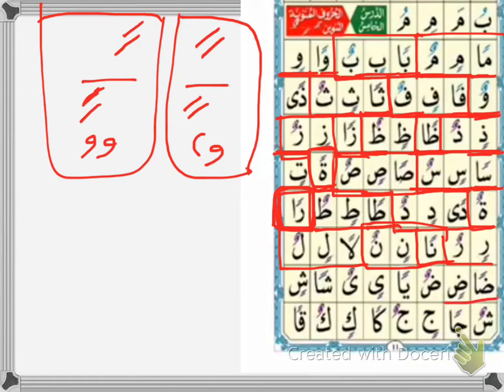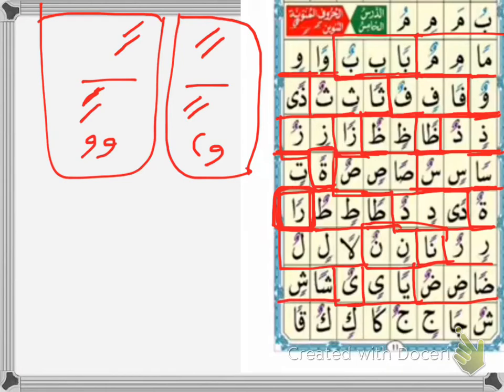Next one is ضاد. ضاد فتحتين ضن. ضاد كسرتين ضن. ضاد ضمتين ضن. Next one is يا. يا فتحتين ين. يا كسرتين ين. يا ضمتين ين.